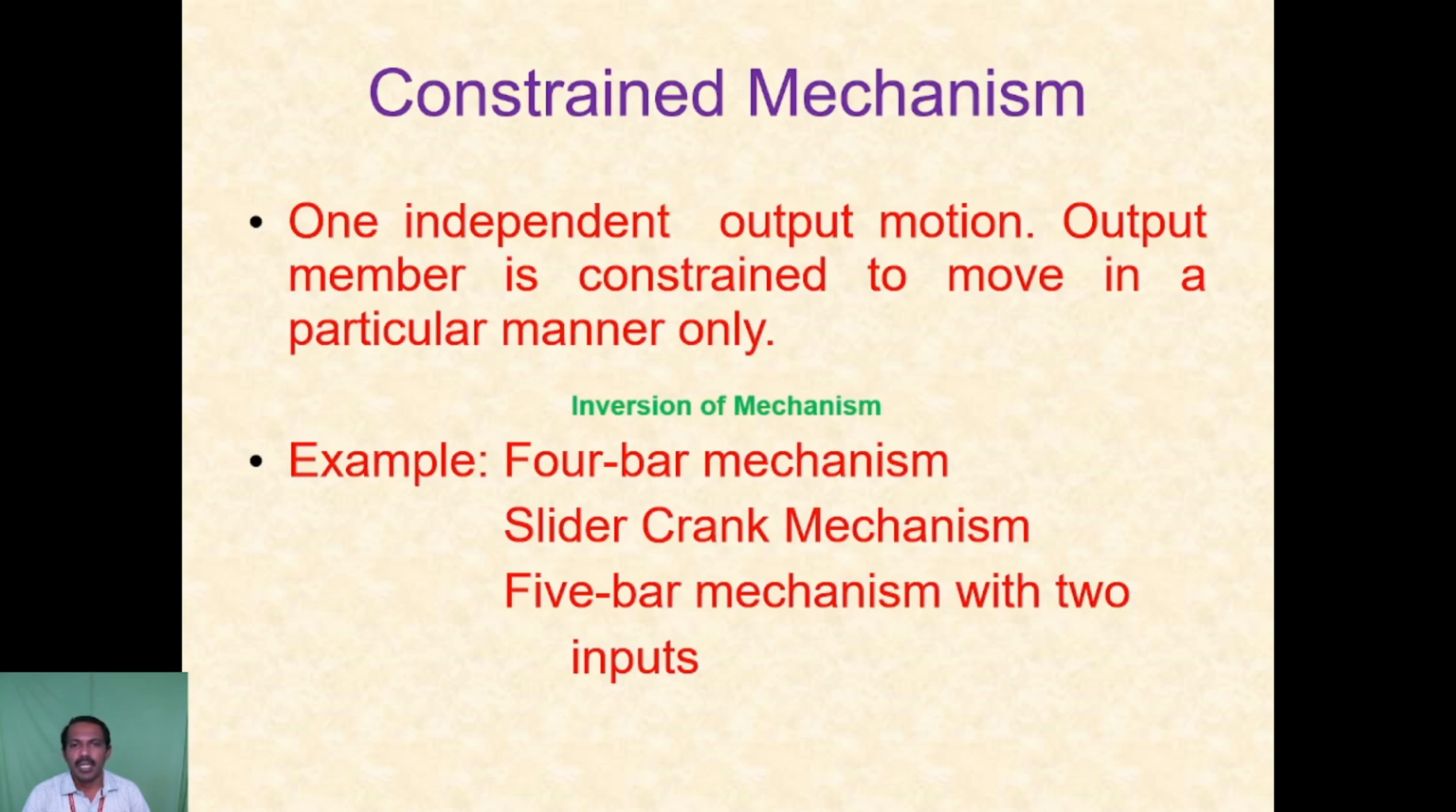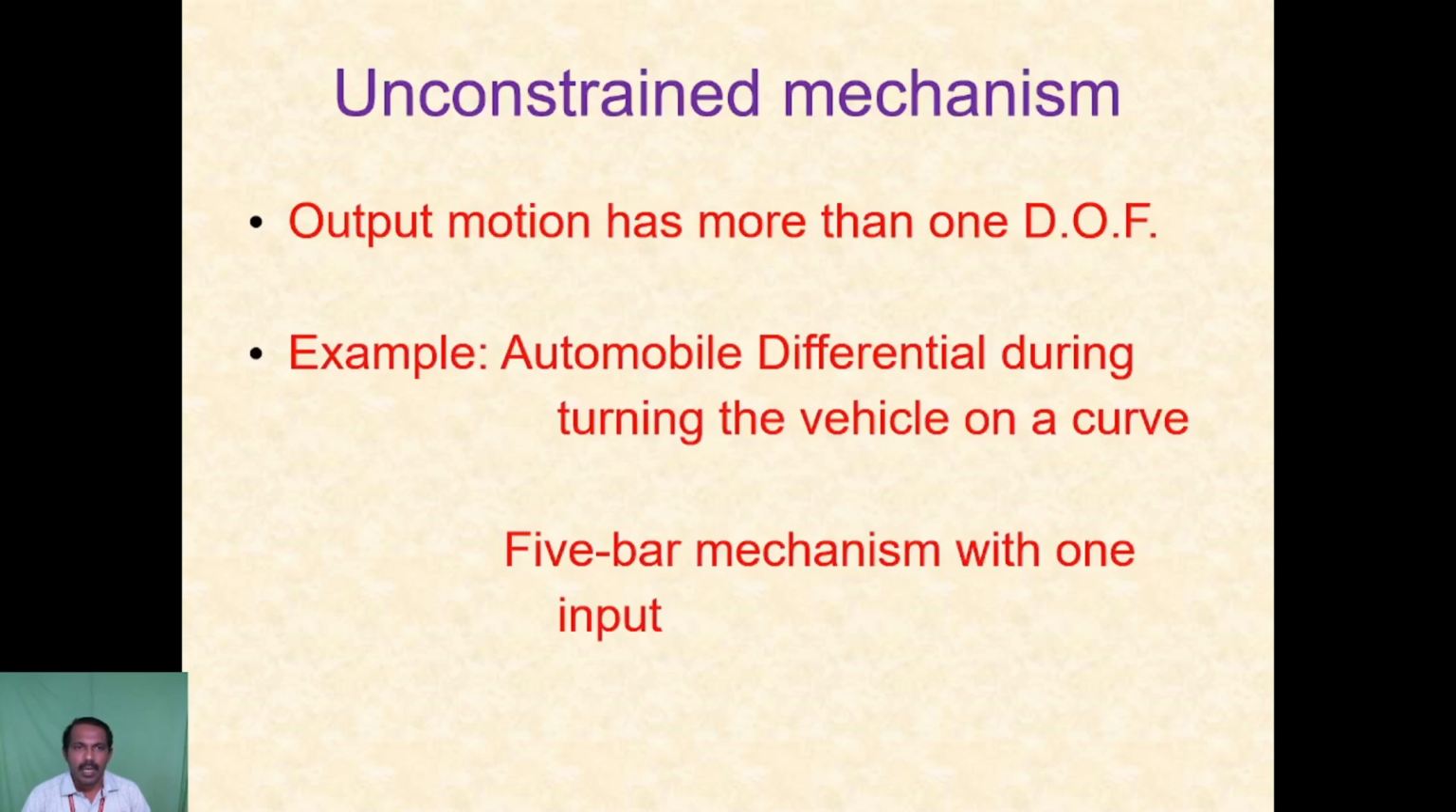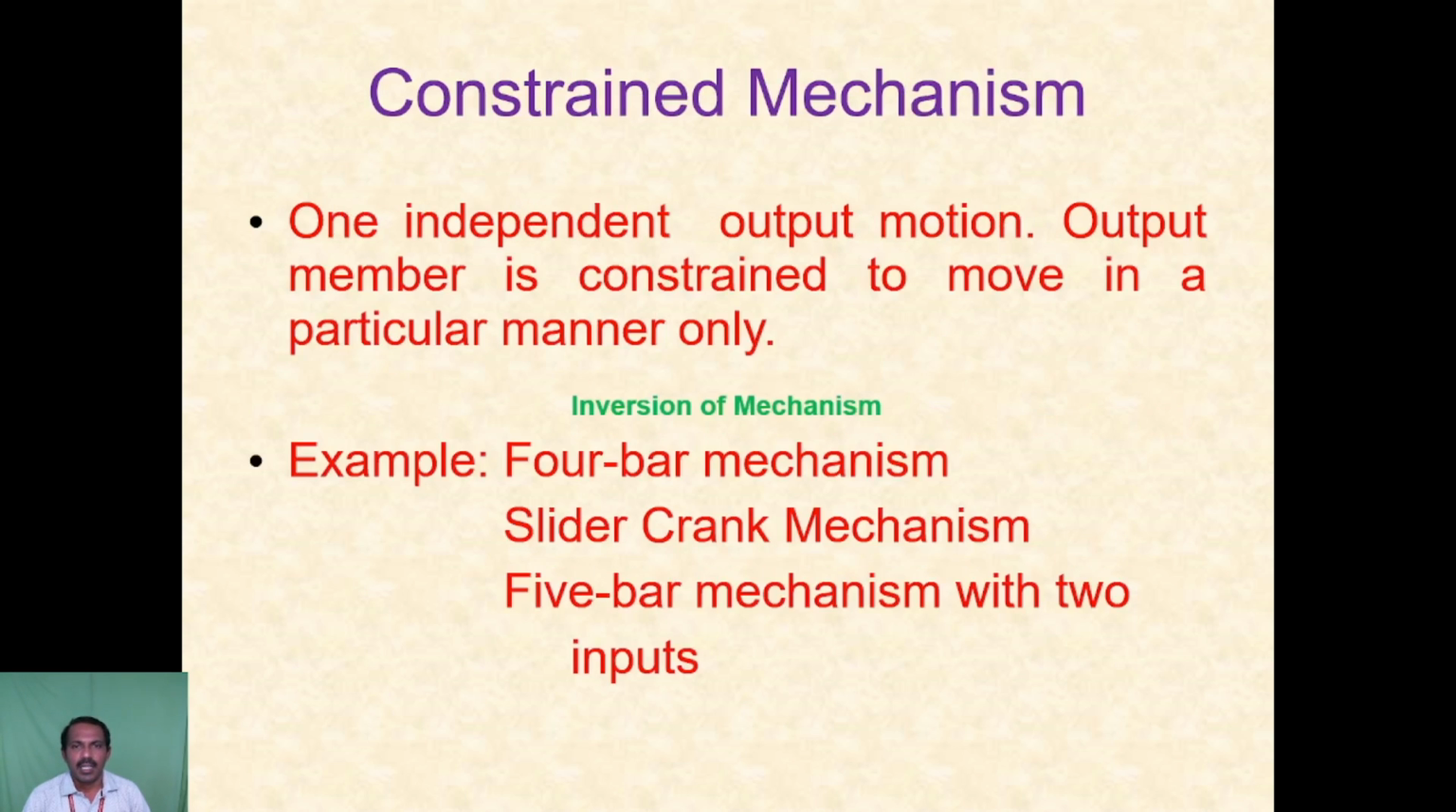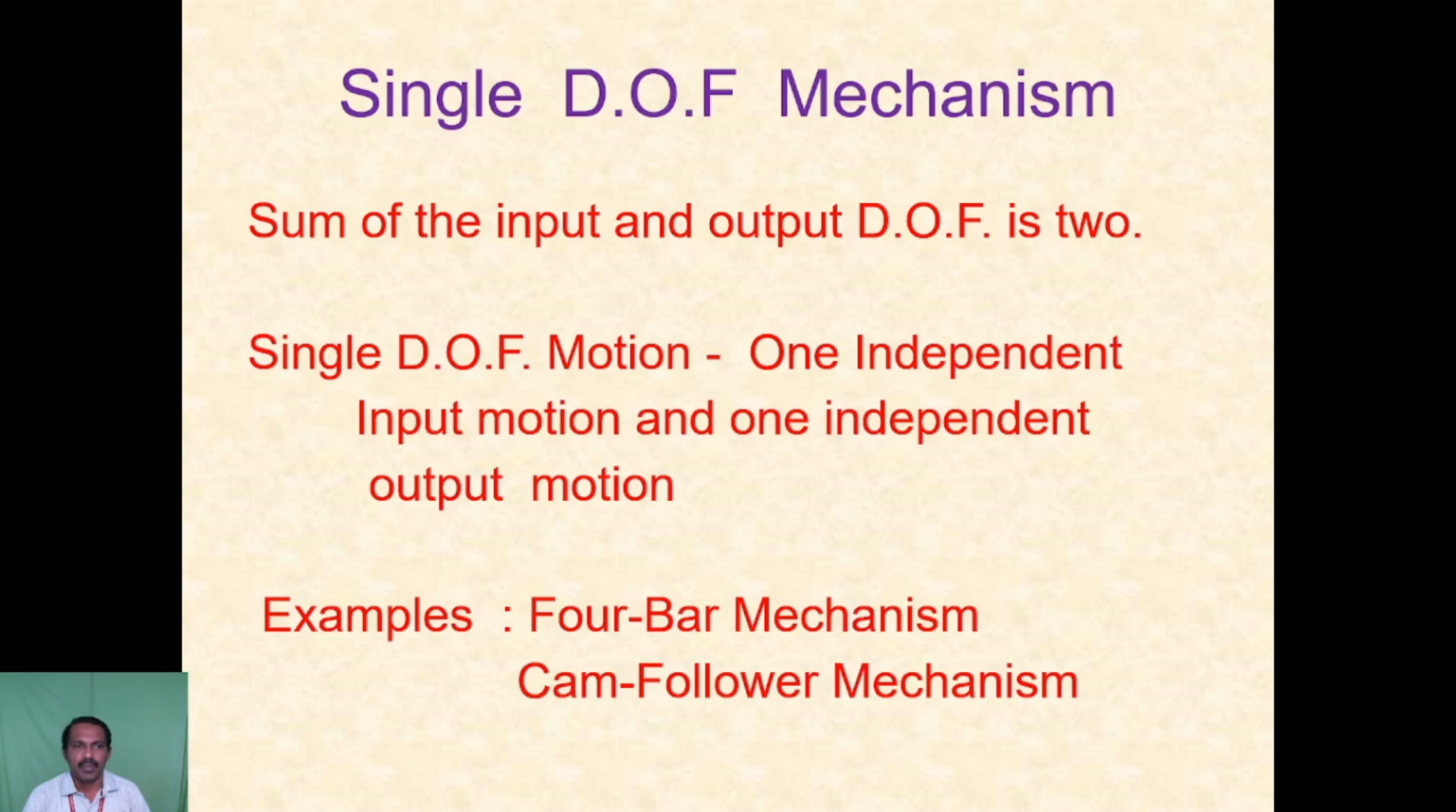Independent output motion. The output member is constrained to move in a particular manner only. An unconstrained mechanism is a good example of an automobile differential train during turning and a vehicle on a curve, and the four-bar mechanism with one input. So in unconstrained motion, the output motion has more than 1 degree of freedom. It is the main difference from a constrained mechanism.